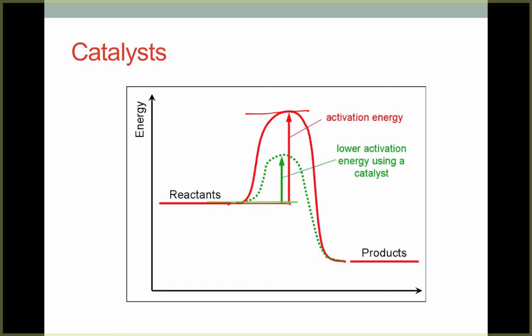Here, the reactants still have the same energy, but the top of the bump is lower. Therefore, we have a lower activation energy. Your roller coaster doesn't have to climb as high before it starts to drop. Notice that in both cases, our delta H has not changed. Delta H is the difference between the reactants and the products. Therefore, since the reactants and products have not changed, delta H does not change.